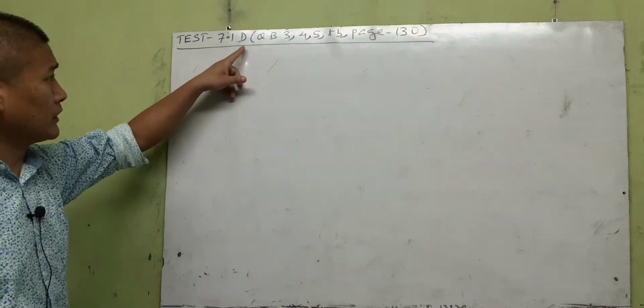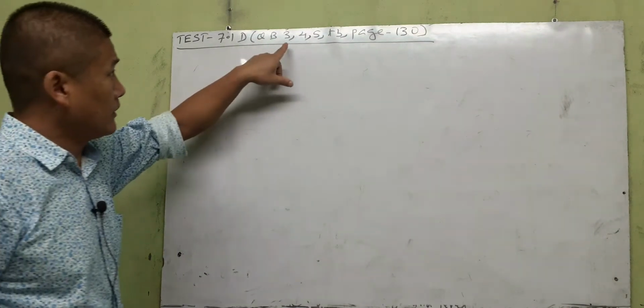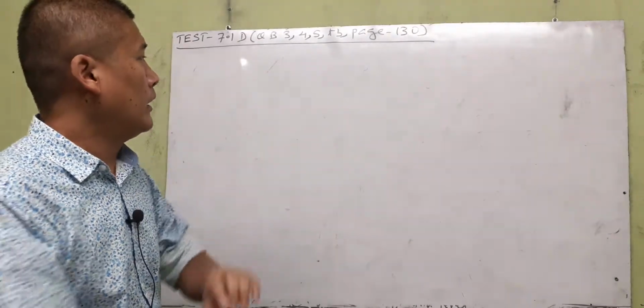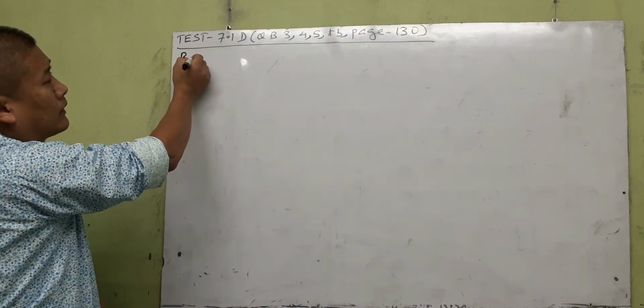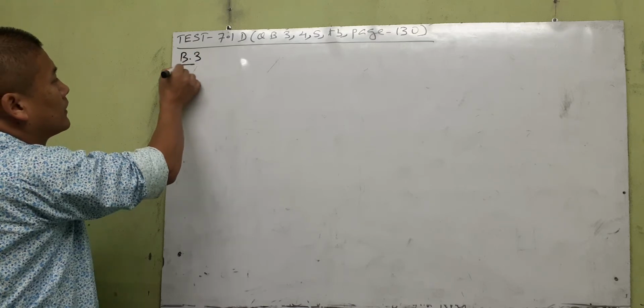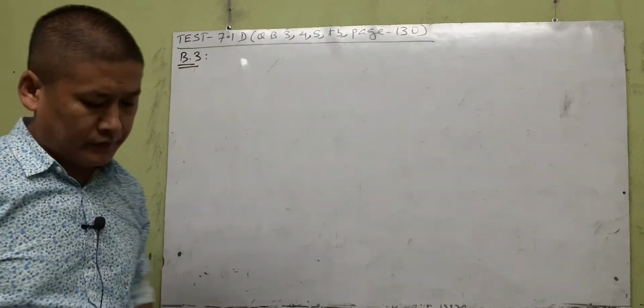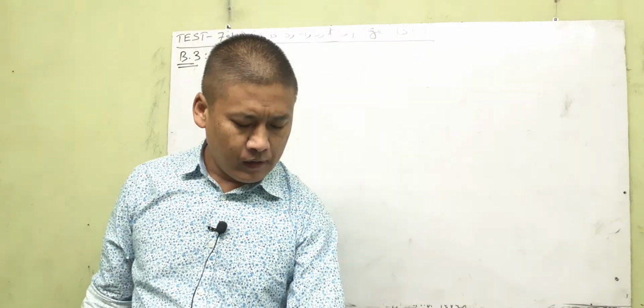with the 7.1D. Following the last test, here are these 3 questions. Okay, so let's start with the first one, class 9 maths. Chapter 7, B3. Find this on page 130, all these questions.